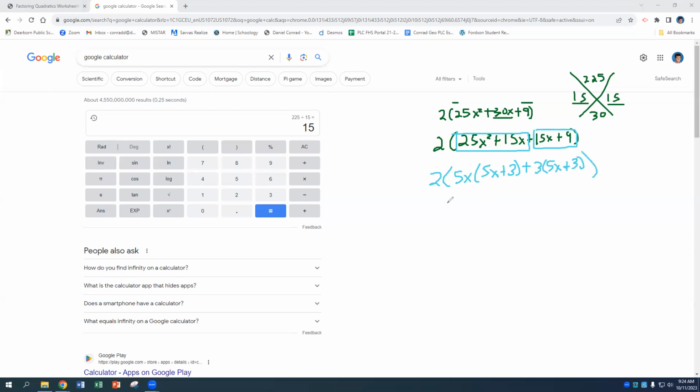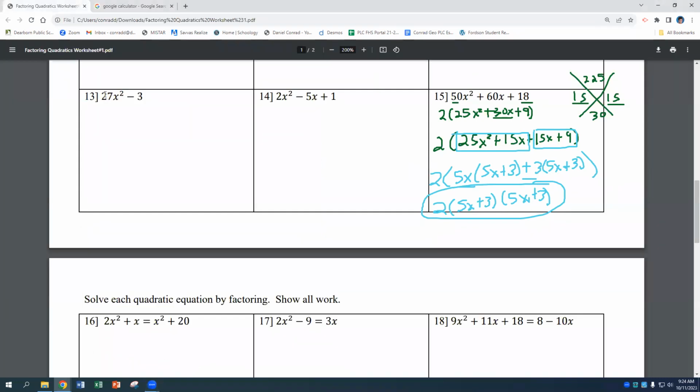Okay. So then I have 5x plus 3. And then what do I have left? I have 5x plus 3. So my two factors here are going to be 5x plus 3 and 5x plus 3. Right? And that was number 15. Okay, I'm going to do a separate video for the ones where we have to solve.